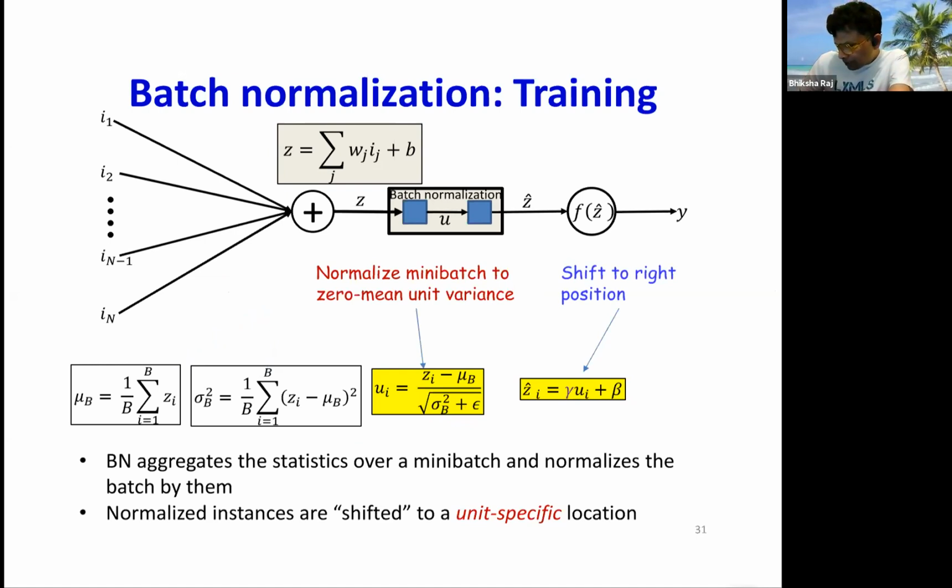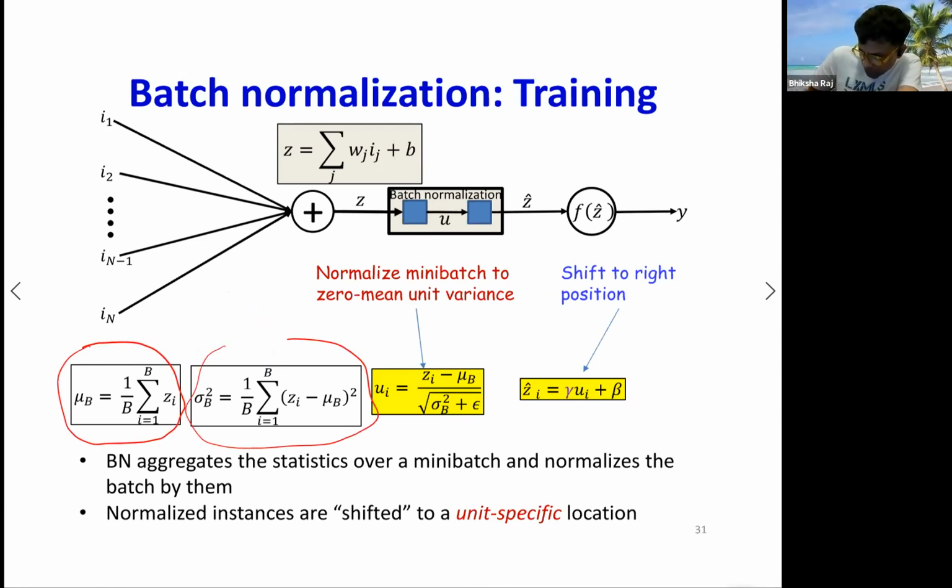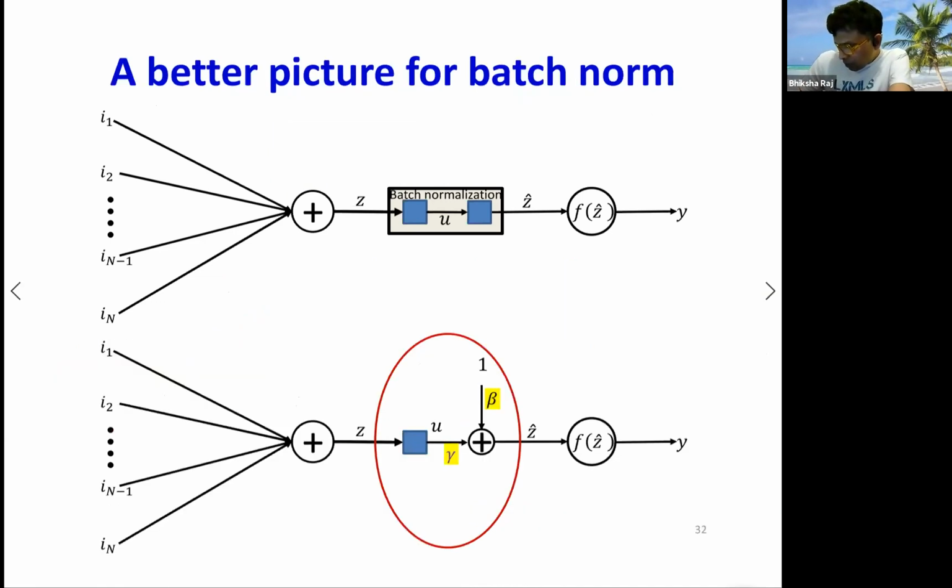So here are the two steps. The first step, I can show it in this two-step process. The first step is normalize the mini batch to 0 mean and unit variance, and then shift the position to the right. Of course, in order to do this, I also have to compute the mean of the mini batch and the standard deviation of the mini batch. So if I were to actually show all of the operations more clearly, then this is probably a better figure.